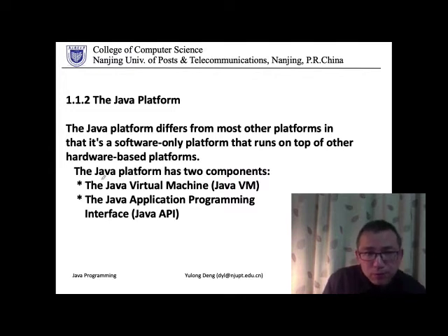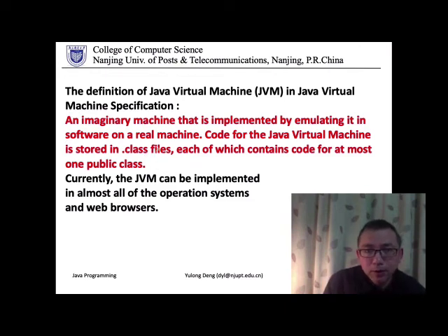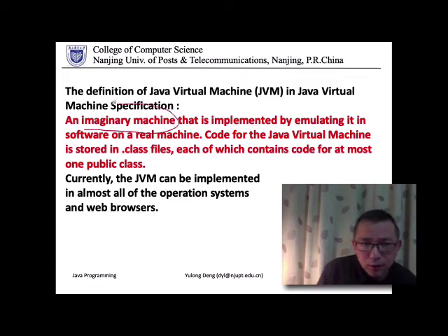The Java platform includes two parts. One is the JVM, and the other is the programming interface, which we name the Java API. About the JVM: as we know, it's an interpreter, and it converts the bytecode to real machine code, so we can think of it as a kind of imaginary machine. Why is it called an imaginary machine? Because it's implemented mainly by software. So it's an imaginary machine.